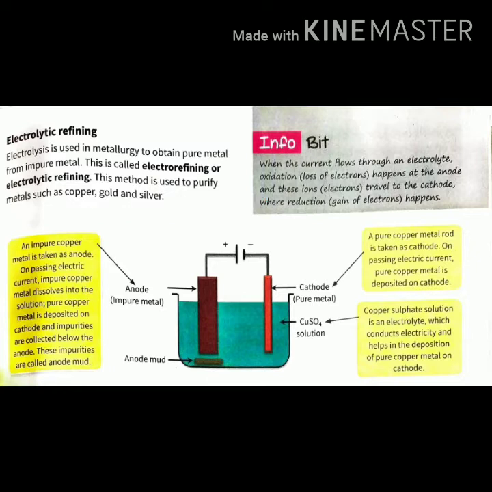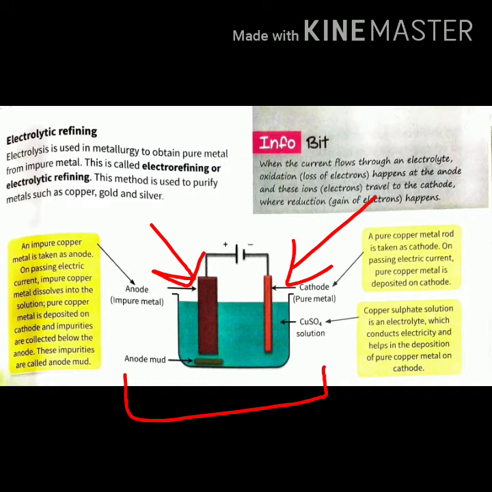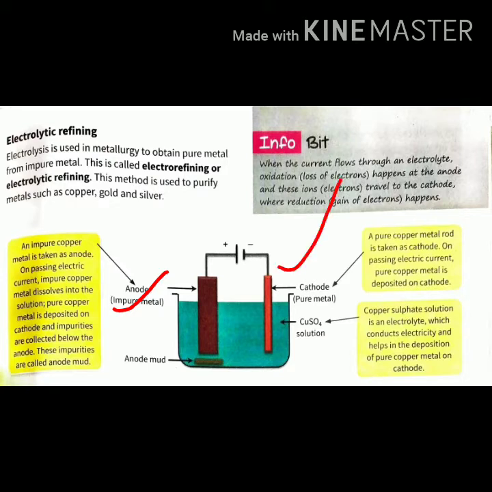As you can see in the diagram, there are two metal rods which are the electrodes. This one is the anode and this one is the cathode. Also there is a battery with two terminals, this one the positive terminal and this one the negative terminal. Here there is a solution of blue color, which is a copper sulfate solution which acts as an electrolyte. So now let us discuss the working of this process.